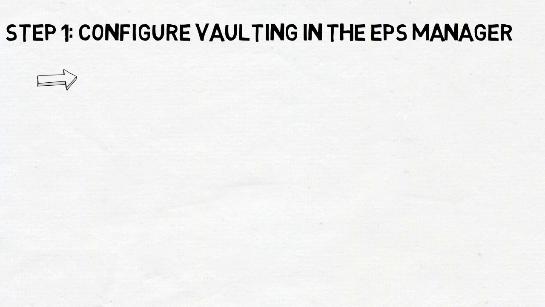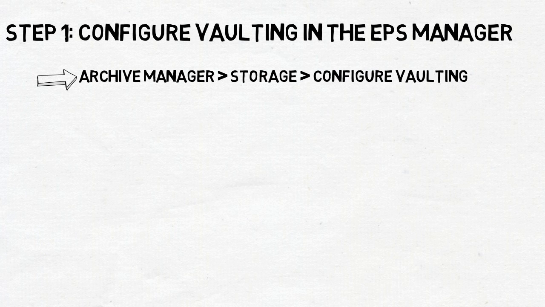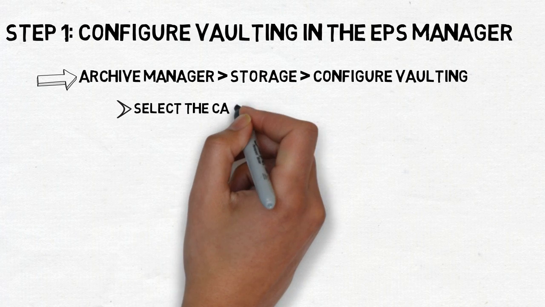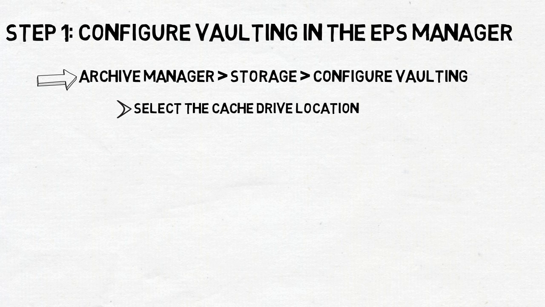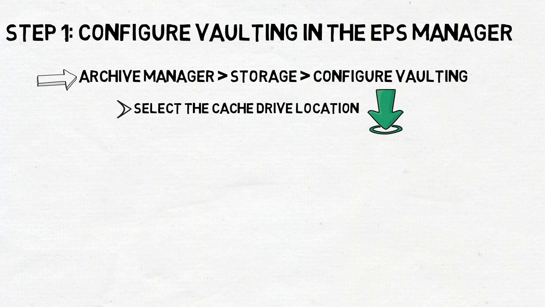Configuring the vaulting in the EPS Manager only needs to be done once, even if you are setting up and sending multiple stores to the cloud. In the Management Console, go to Storage, then click Configure Vaulting to begin the vaulting wizard. The first step in the wizard will be to select a location to cache your data during staging, as it is being vaulted and will be used when restoring data from the cloud.